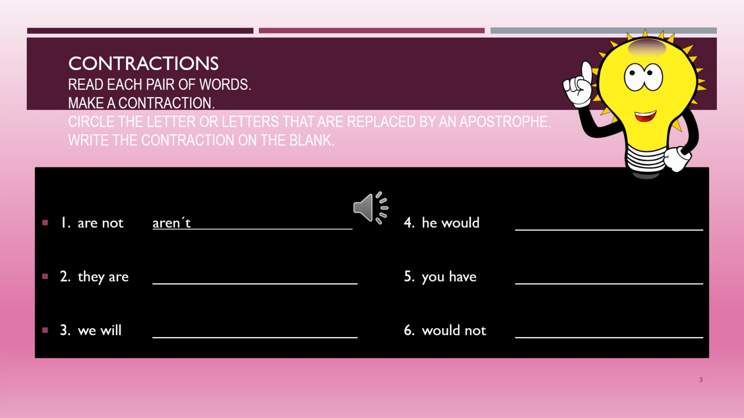The same thing you have to do for number 3. We will. Number 4, he would. Number 5, you have. And number 6, would not. If you have any question, go back to the previous page and find out and complete the exercise.